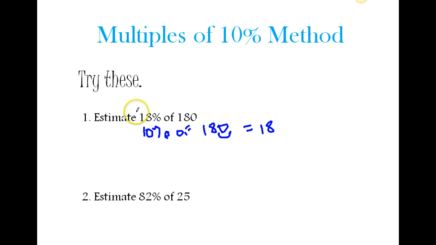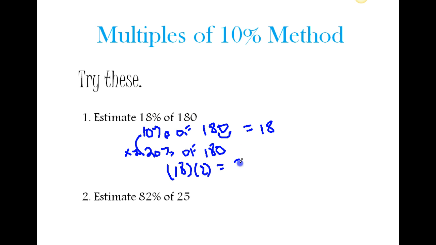Okay, I now need to find a multiple of 10 that's close to 18. And that, of course, is 20%. So really, I'm going to find 20% of 180. 10% was 18. I multiply 10% by 2 to get 20%. So I'm going to take 18 and multiply it by 2 to get 20%. 18 times 2, 36. So estimate 18% of 180, I get 36.